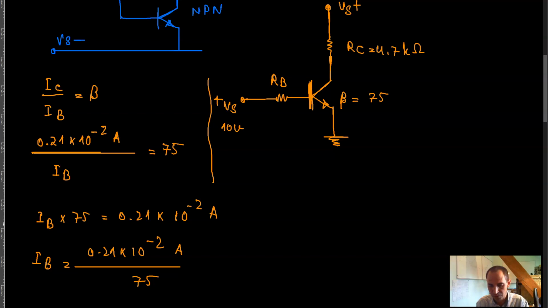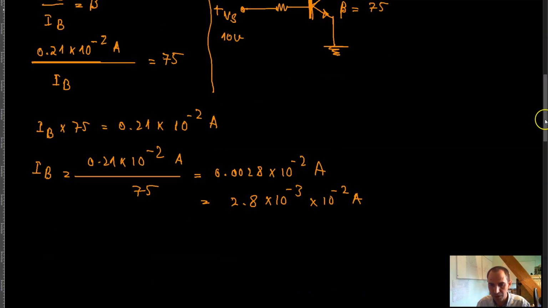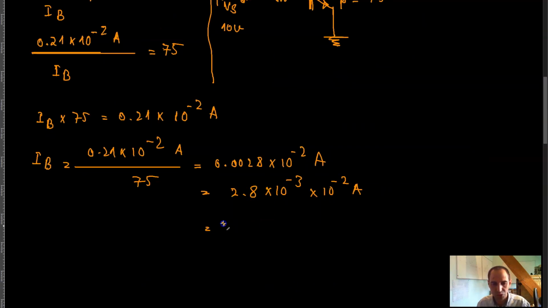0.21 divided by 75. That's 0.0028. That's the same thing as 0.0028 into 10 raised to the power negative 2 amps, which is the same thing as 2.8 into 10 raised to the power negative 3 into 10 raised to the power negative 2 amps, which is the same thing as 2.8 into 10 raised to the power negative 5 amps.